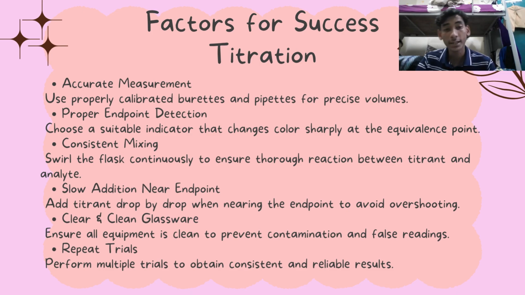The third one is consistent mixing. You have to swirl the flask continuously to ensure thorough reaction between titrant and analyte. The fourth one is slow addition near the endpoint. Add titrant drop by drop when nearing the endpoint to avoid overshooting. The fifth one is clean glassware. We have to ensure all equipment is clean to prevent contamination and false readings. And the last one is to repeat the trials. Perform multiple trials to obtain consistent and reliable results.